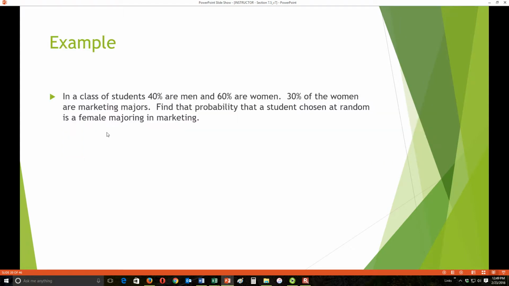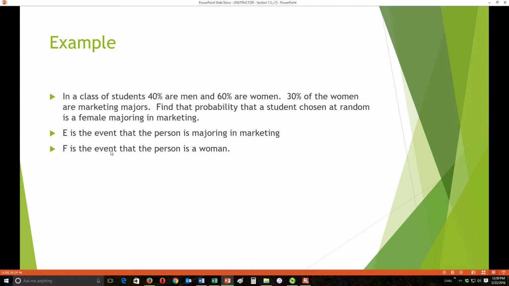In a class of students, 40% are men and 60% are women. 30% of the women are marketing majors. Find the probability that a student chosen at random is a female major in marketing. We'll take E to be the event that the person is majoring in marketing, and F is the event that the person is a woman. The probability of E intersect F is the probability of F times the probability of E given F. We know both of these.